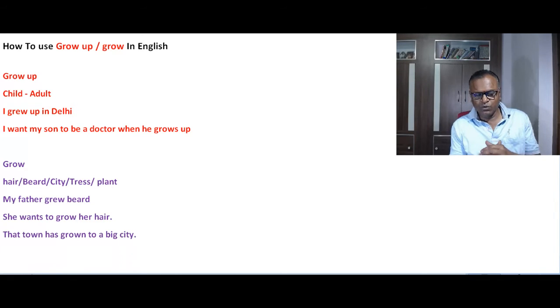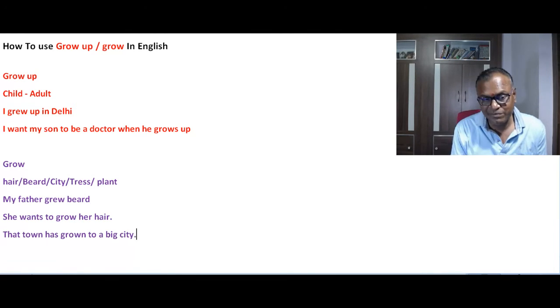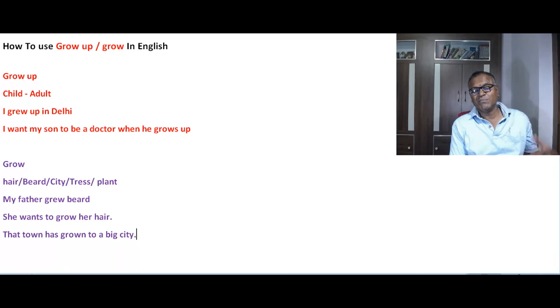When you use grow, there may be an object or there may not be any object. It depends. But when you use grow up, we use only subject and verb. There is no object.